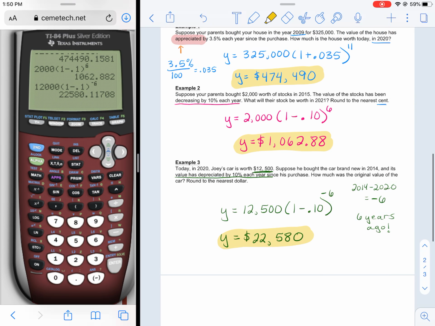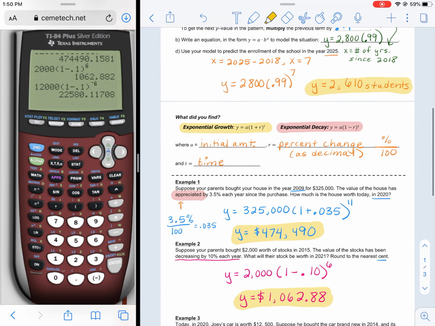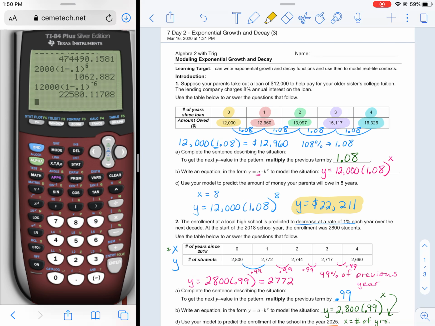So those are some examples of how to write a basic exponential growth and decay model and then use them to answer some follow-up questions. Tomorrow we'll start talking about something called the compound interest formula. So when you've completed the notes, go ahead and do the short assignment and submit that via Schoology. Thanks a lot.